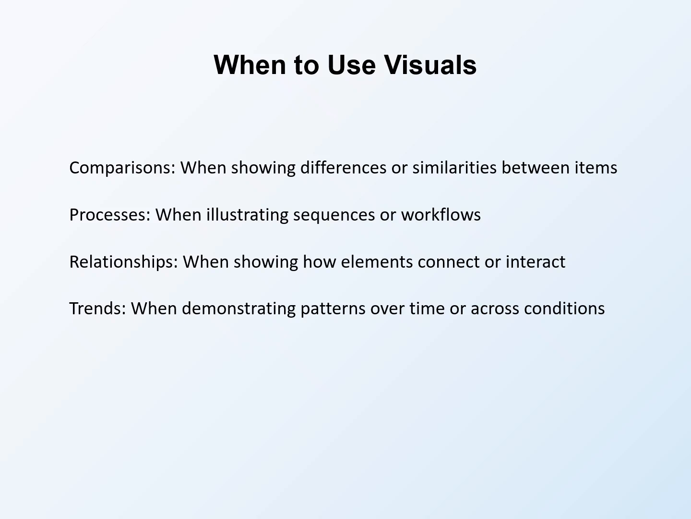Trends over time or across conditions are powerful in chart form. A line graph showing declining rates, a bar chart showing growth across years, a scatter plot showing correlation. These trend visualizations make patterns immediately apparent in ways that numerical descriptions cannot match.